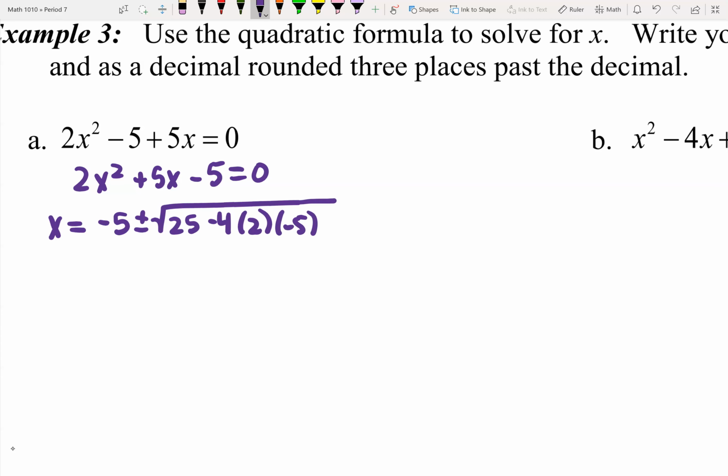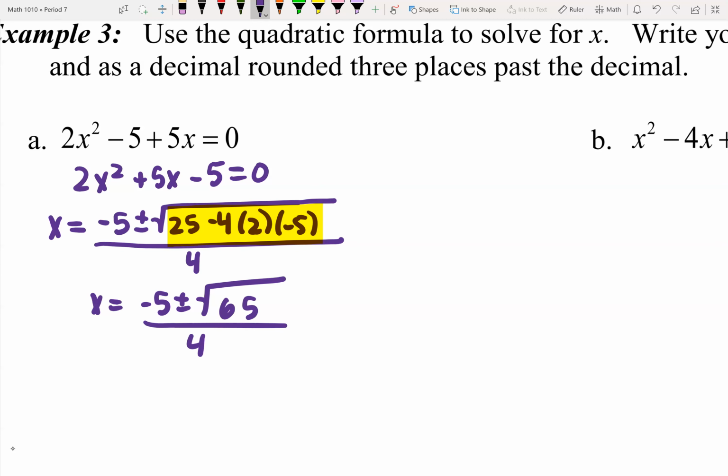Pull that radical all the way over. Then it's a big long line. 2 times 2 is 4. Highlight that if you want, but I'm putting that in. So everybody go 25 minus 4 parenthesis 2 close it, new parenthesis negative 5 close it, enter. And now I have x equals negative 5 plus or minus the square root of 65 all over 4. I might be done, I might not be done. We got to check that 65. So 65 is 5 times 13. And those are both prime, so I'm done.